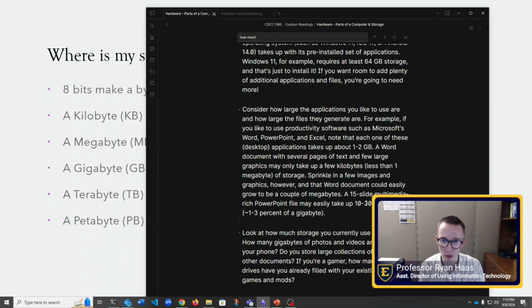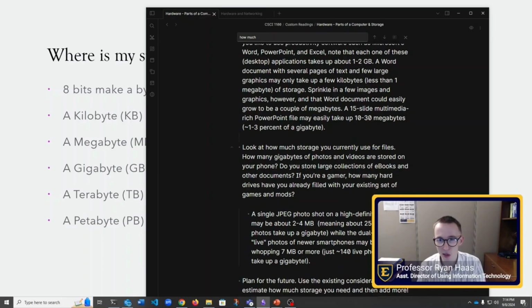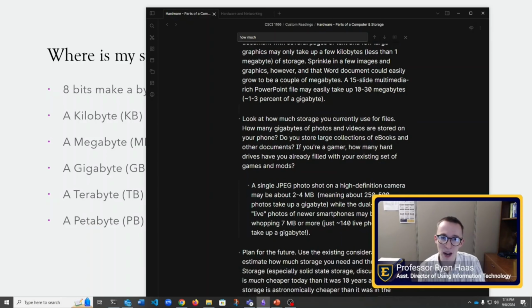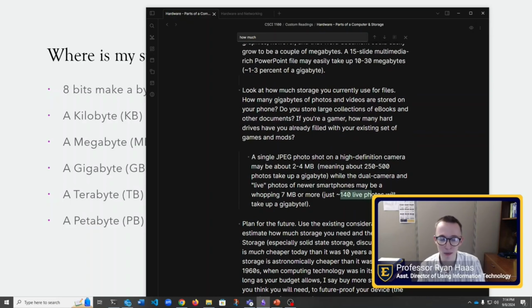A Word document with several pages of text and a few large graphics might only be a few kilobytes. That's less than a megabyte. But you sprinkle in a few images and graphics, and that could easily scale up to a couple of megabytes. A 15-slide multimedia-rich PowerPoint file may easily take up 10 to 30 megabytes, or 1 to 3% of a gigabyte. So look at how much storage you're currently using with your files. Consider the size of images, especially if you're a photographer or you just like taking lots of pictures.